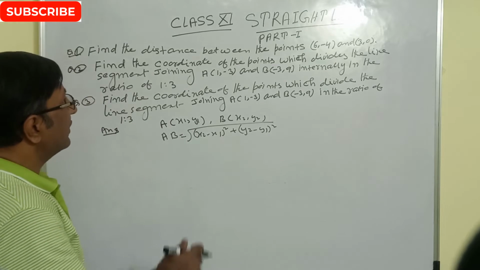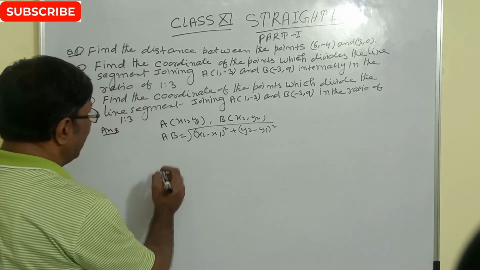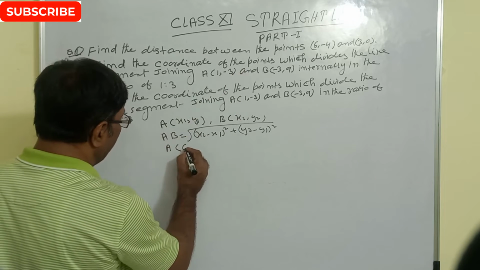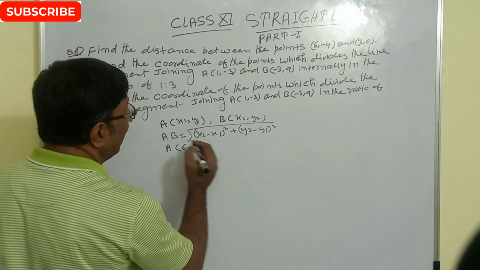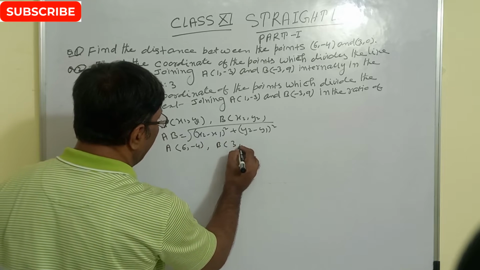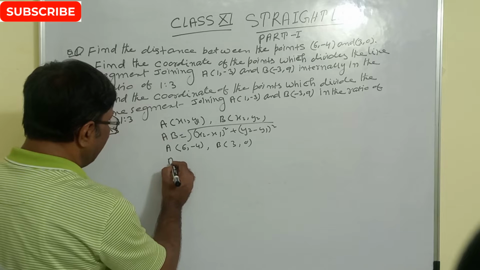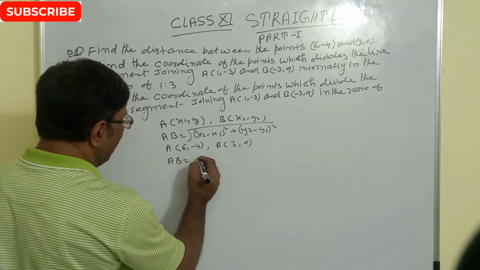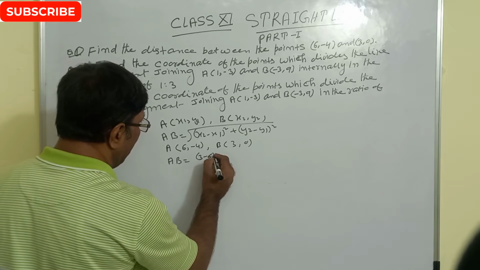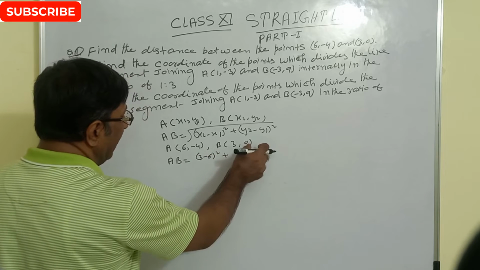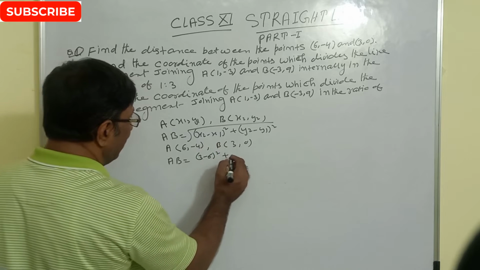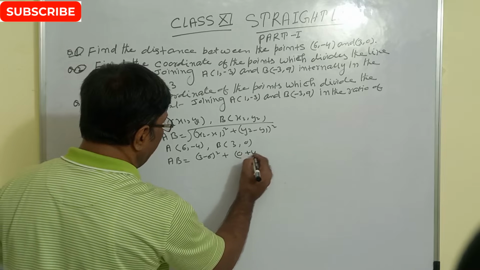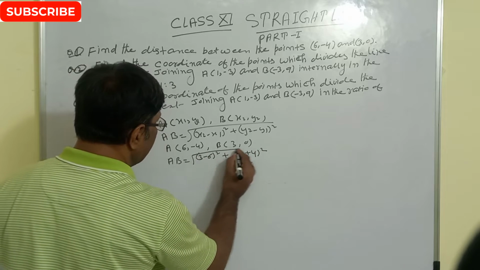Okay, so in the same way, suppose our points are given. Here A is given as (6, -4), so this is A coordinate 6, -4, and B is given as (3, 0). So our answer AB is what? That is x2 = 3 and x1 = 6. So this is (3 minus 6) whole square plus again y2 = 0 and y1 = -4. So 0 minus minus plus, so what is this? (0 plus 4) whole square. Now this is root under.